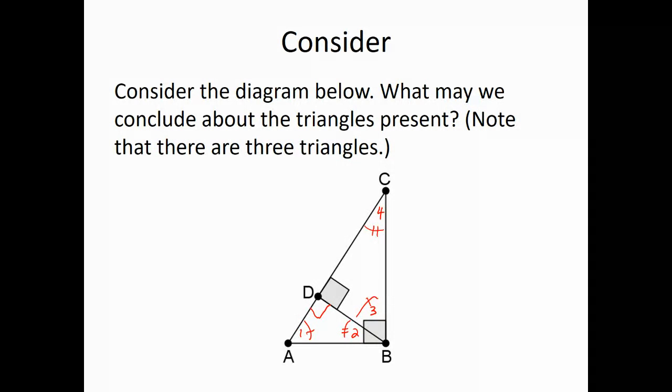Each of the three has a right angle. Each of the three has an angle with a single hash. You can check, all three of them do. And each of them has an angle with a double hash. That means that the angles of any one are equal to the angles of both of the others, which means that all three are similar by angle-angle similarity.